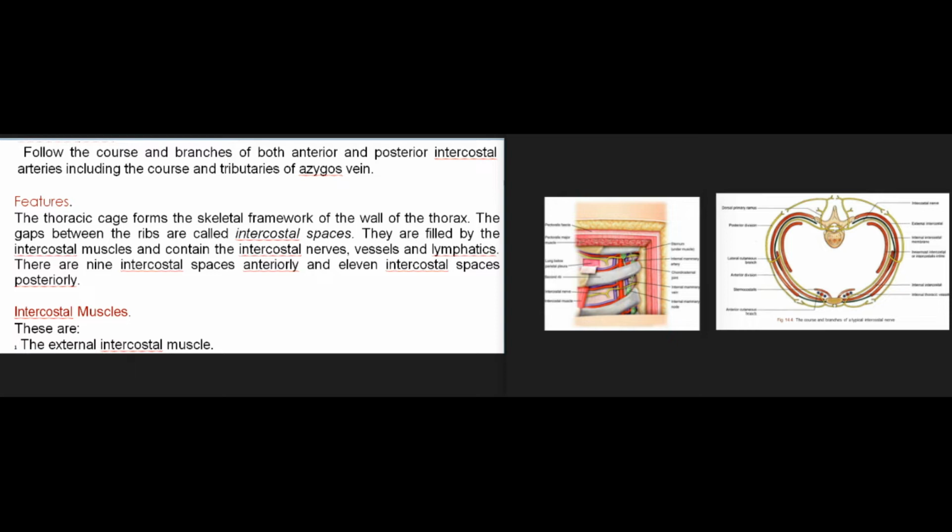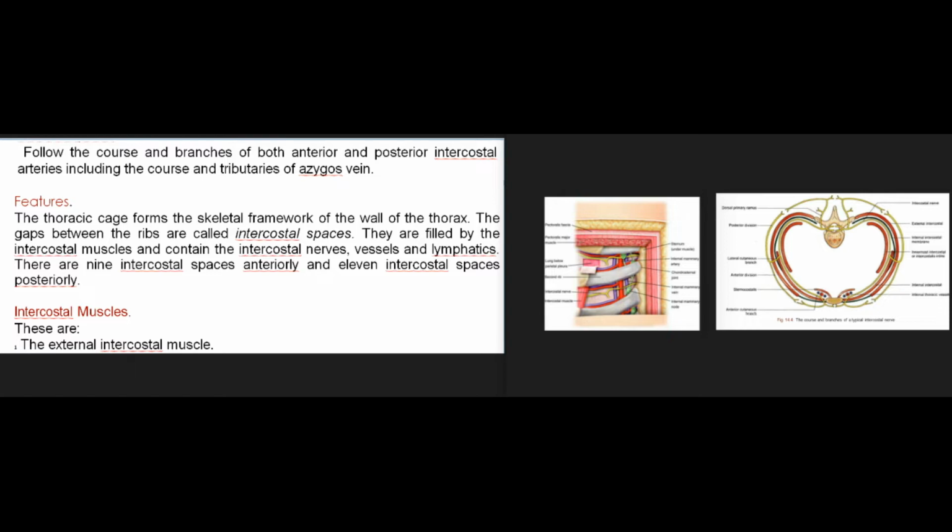The gaps between the ribs are called intercostal spaces. They are filled by the intercostal muscles and contain the intercostal nerves, vessels, and lymphatics. There are 9 intercostal spaces anteriorly and 11 intercostal spaces posteriorly.